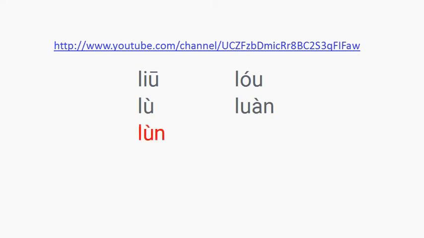Lun has the combination of alphabets UN form. So, Lun is pronounced as Lun. Luo is pronounced as Luo. Please compare the pronunciation of this Luo with Lou before.